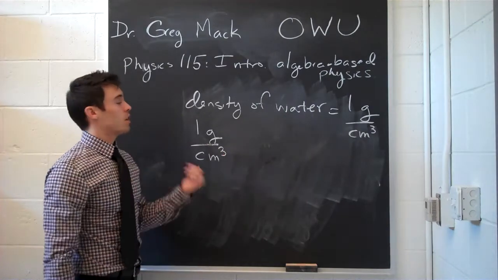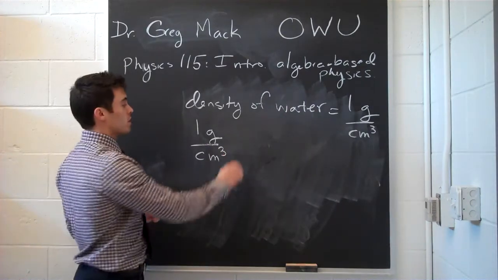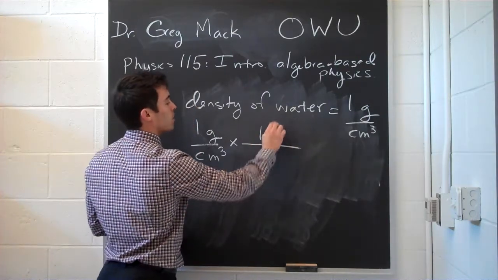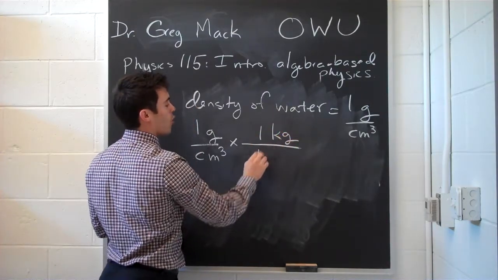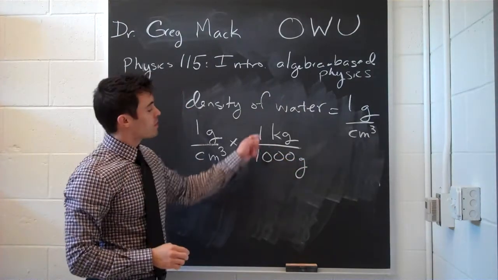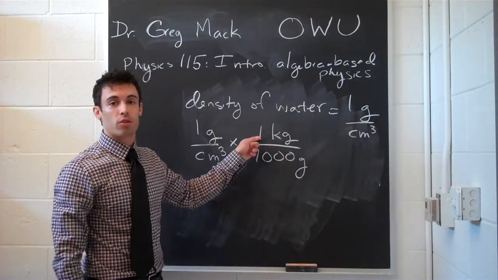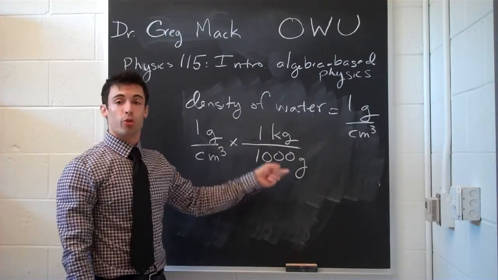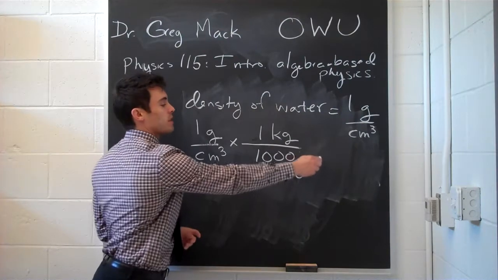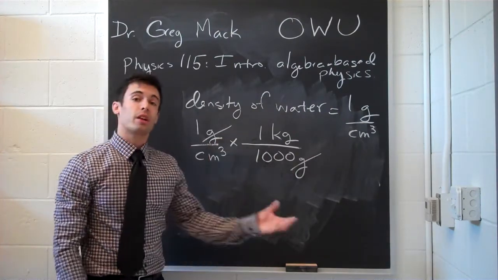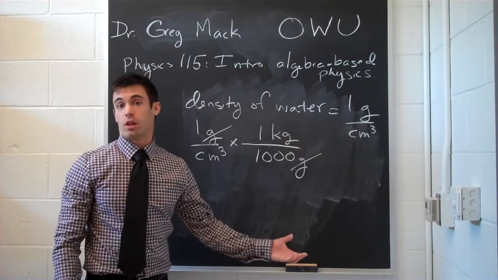So, in order to do that, let's deal with the grams first. We would multiply this by 1 kilogram over 1,000 grams. Because this is the conversion factor for kilograms and grams, because there are 1,000 grams in 1 kilogram. And you know to put the grams in the bottom here, because this G will cancel with that G. And so you're left with the kilograms, which is what you wanted to convert to.